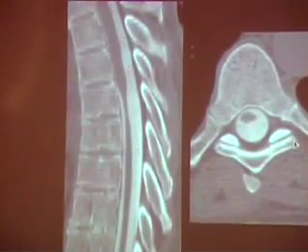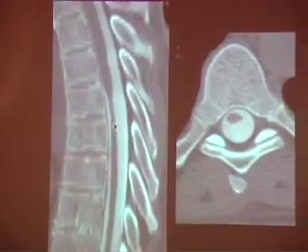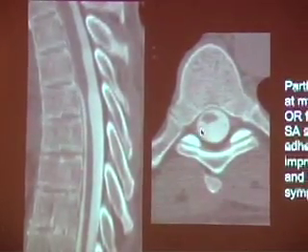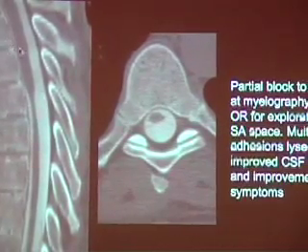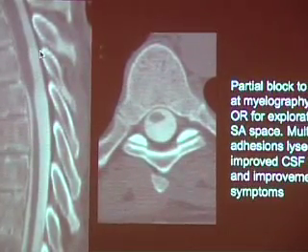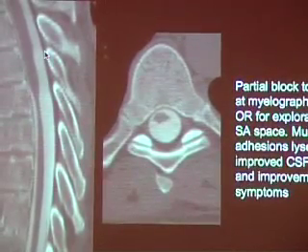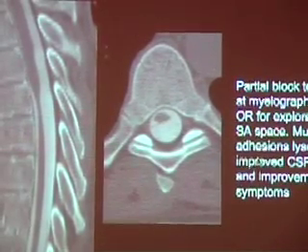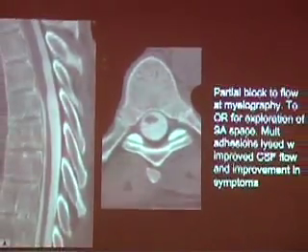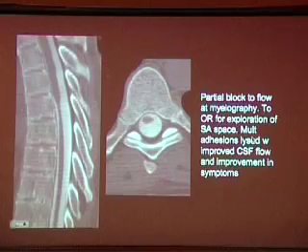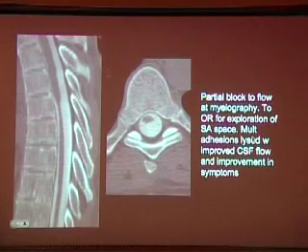When we look at the sagittal and axial images from the CT myelogram, you get the sense, although I agree it's very subtle, that there are all these little lines within the subarachnoid space that were partitioning it into multiple non-communicating areas. So when the patient eventually went to the OR for exploration of his subarachnoid space, he had multiple adhesions, presumably related to that remote spinal anesthesia. And when those adhesions were lysed, he had improved CSF flow and improvement in his symptoms.